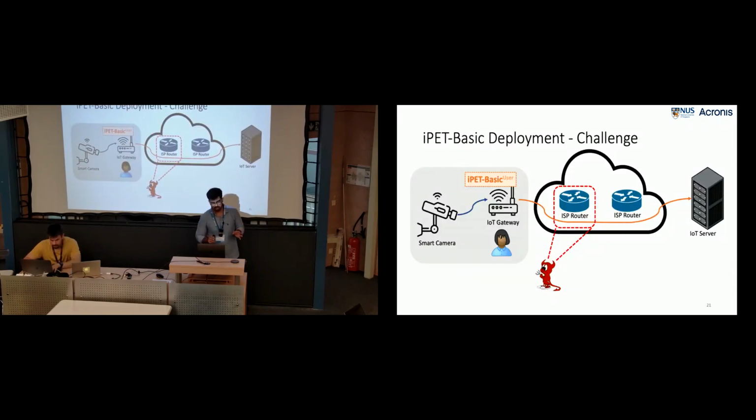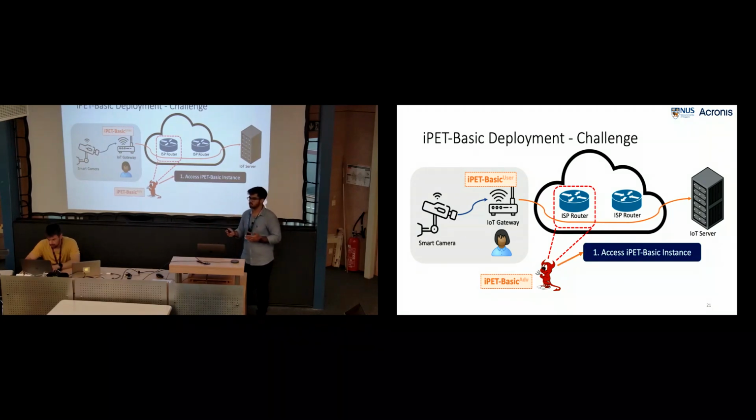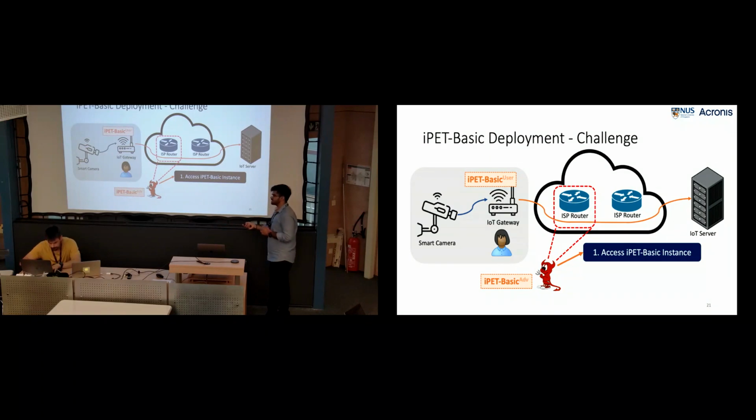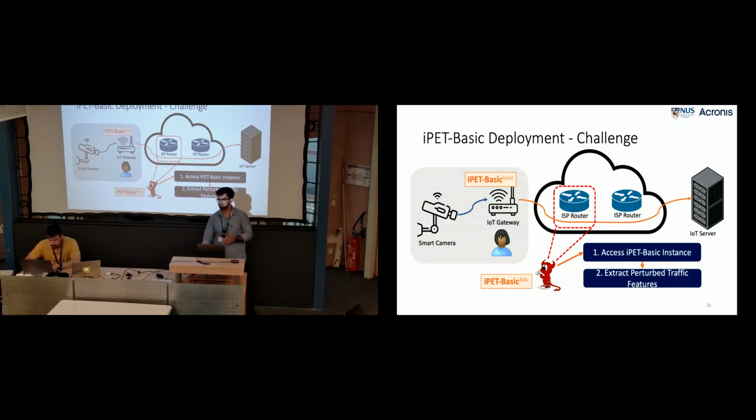We consider a deployment scenario where iPET basic is deployed by a user to perturb the outgoing traffic from the egress of their home network. However, we consider that nothing stops the attacker from getting access to another instance of iPET. So to be clear, each user gets a specific instance of this generator. So we call this one iPET basic user. And the adversary can also be a part of the defense network. They can access another instance of iPET basic generator, which we call iPET basic adversary. They can extract the perturbed features, passing the traffic through the perturbation mechanism, and retrain their attack model.